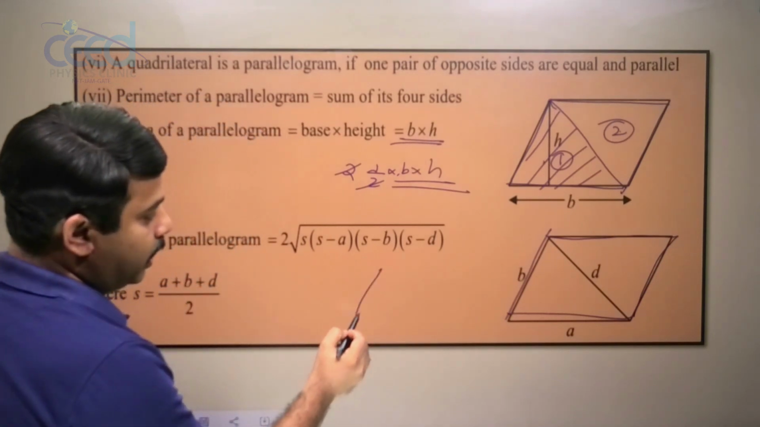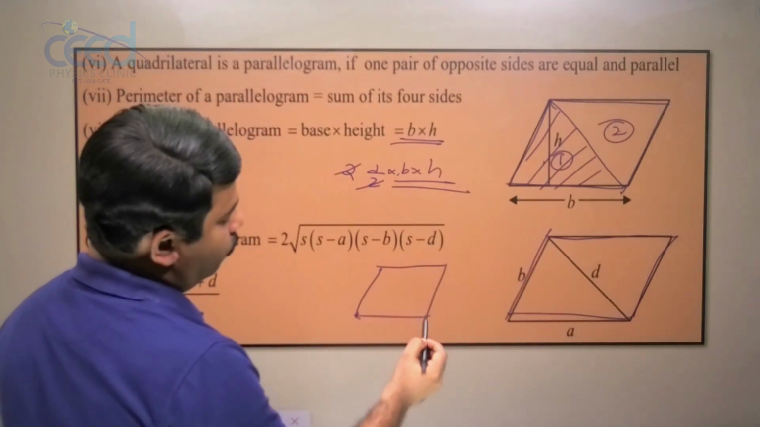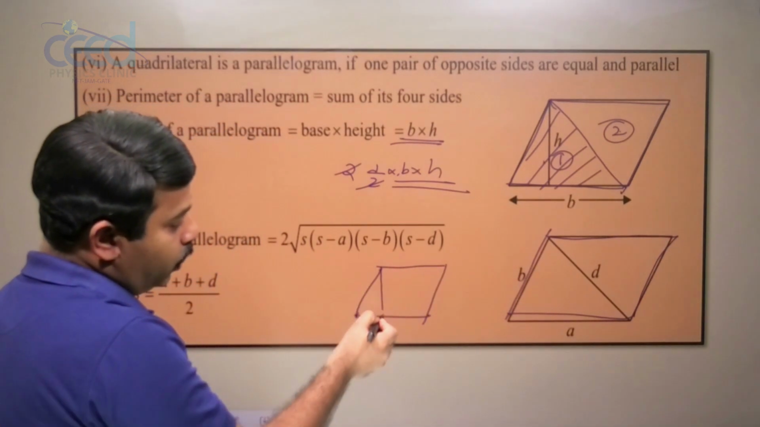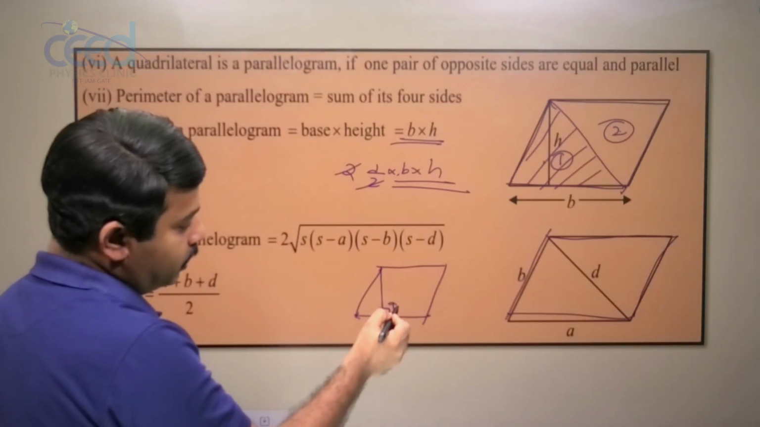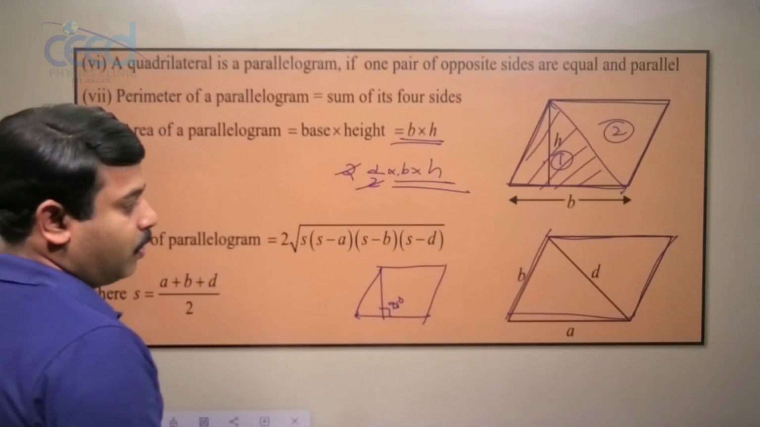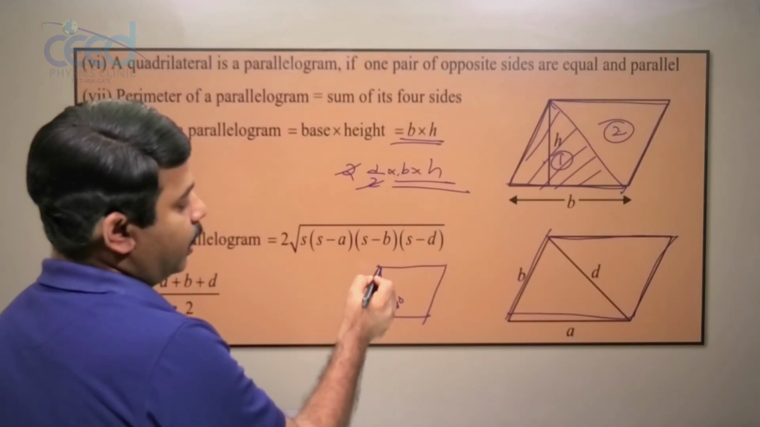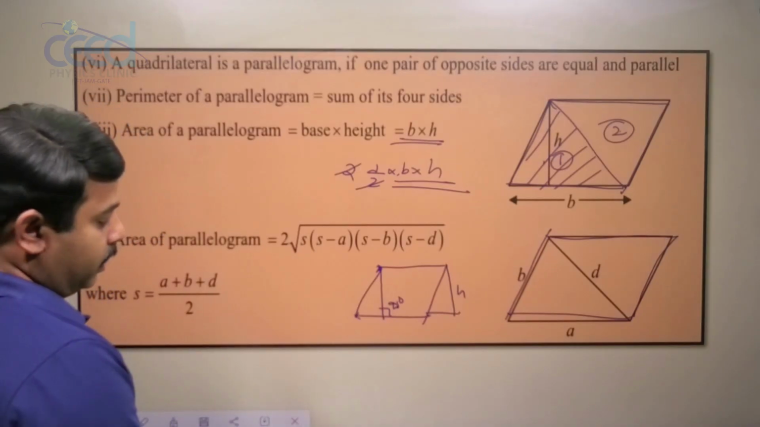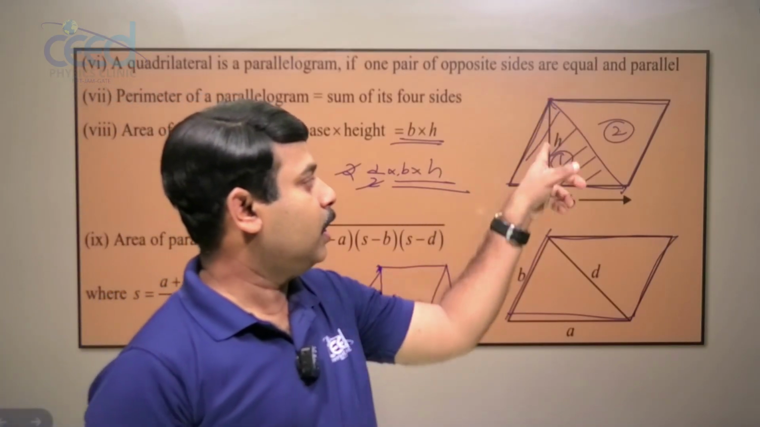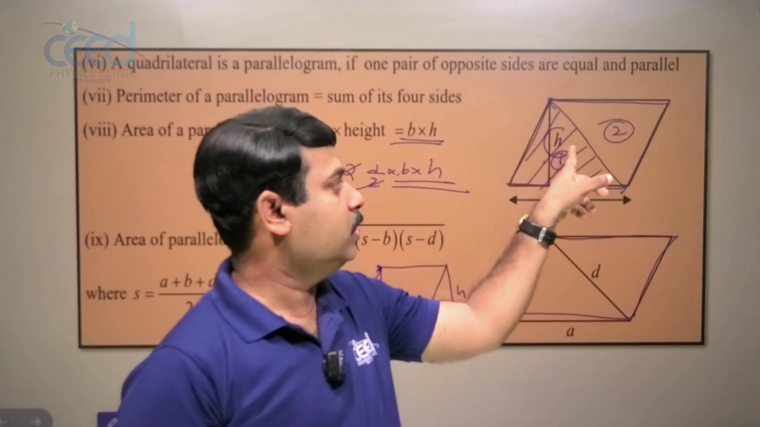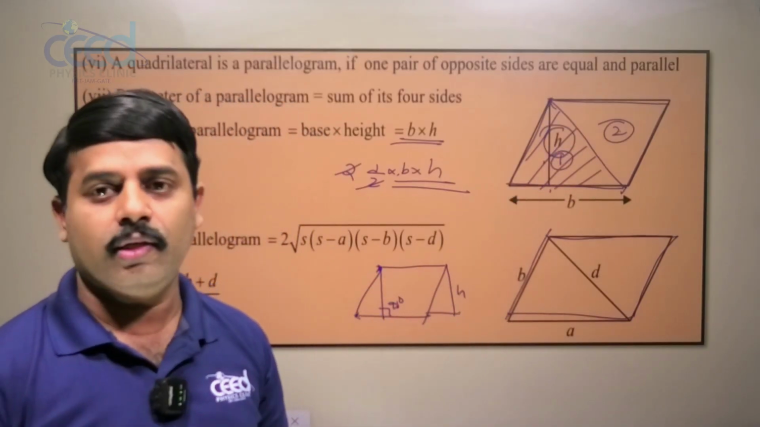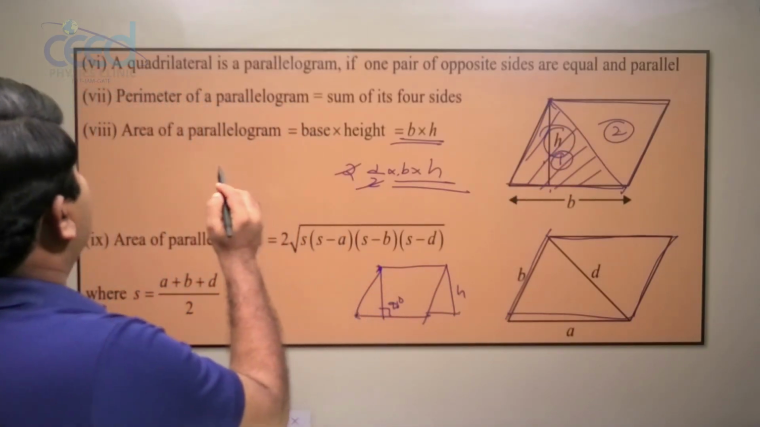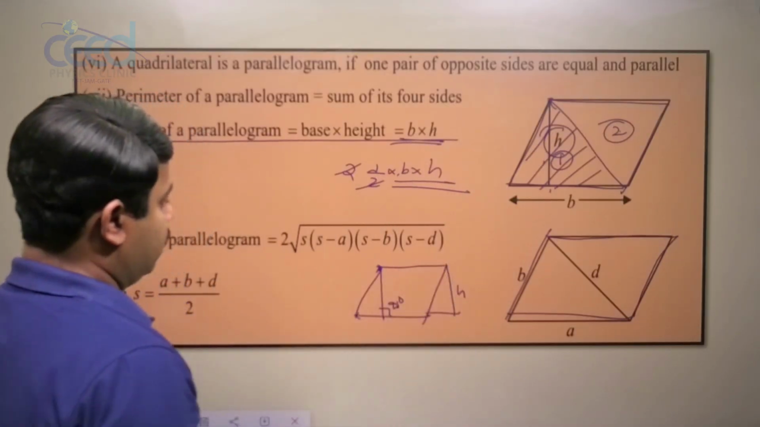The height you have to take like this only. To find the height of a parallelogram, you draw a perpendicular to its base from one top corner, right? From here you have to draw. This is the height. So height is the perpendicular length. This is height H, right? So the area is base into height.